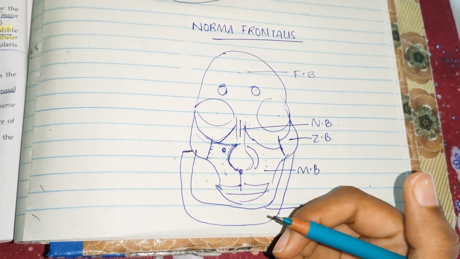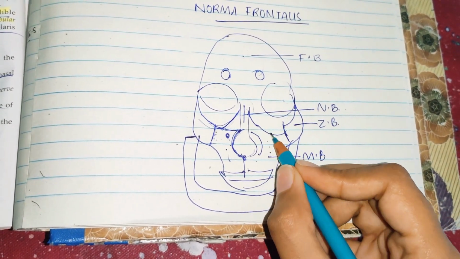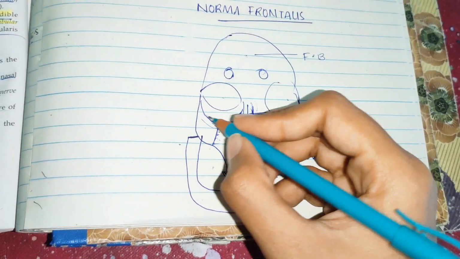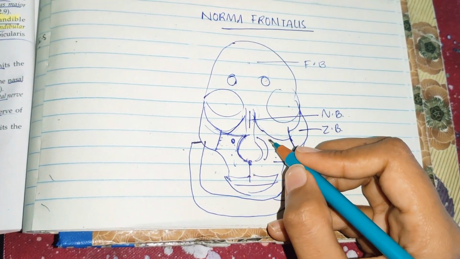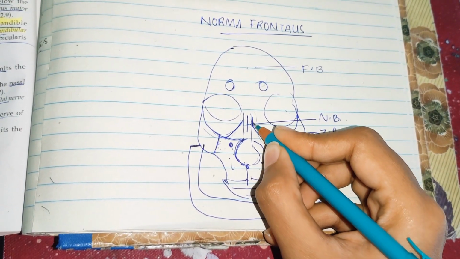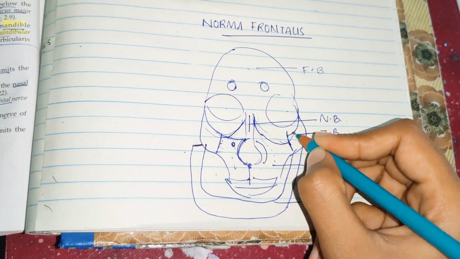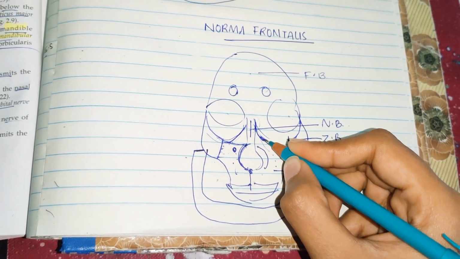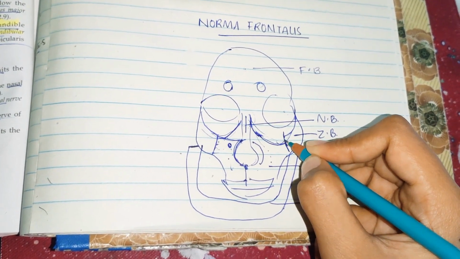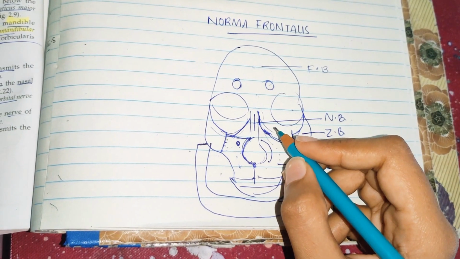Next, coming to other processes like the frontal process of the maxilla. This part is called the frontal process of the maxilla. The frontal process of the maxilla is directed upward. It articulates anteriorly with the nasal bone, posteriorly with the lacrimal bone, and superiorly with the frontal bone. Superiorly it goes here and articulates with the frontal bone. So these are the articulations.